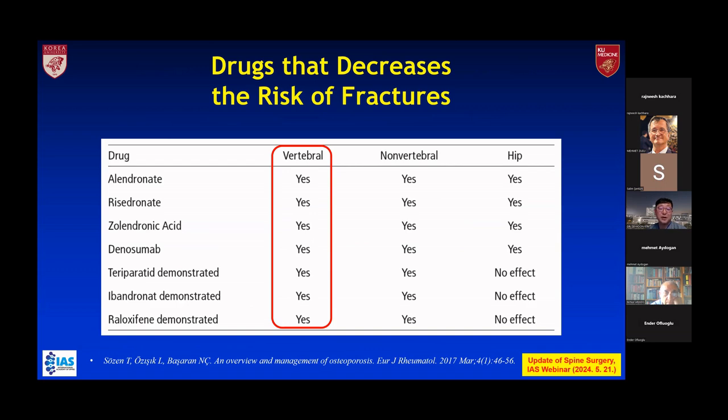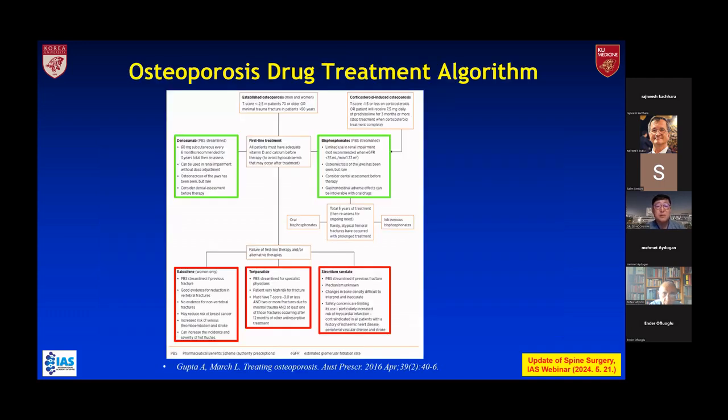Most of the medications are proven to decrease the fracture risk, compared to some medicines that are not approved for hip fracture, as you can see in this table. Regarding the medical treatment for osteoporosis, first-line treatment is known to be bisphosphonate and monoclonal antibody. When the first-line treatment fails, we can use raloxifene, teriparatide, strontium.